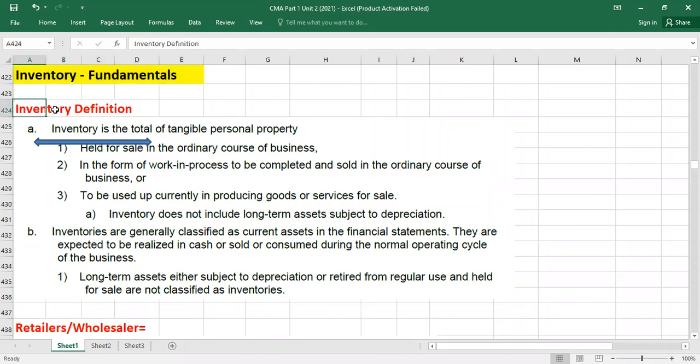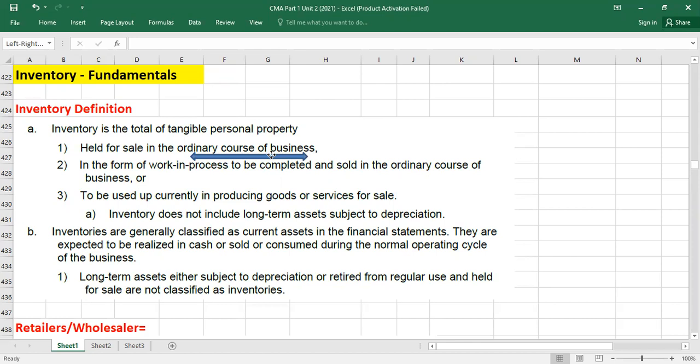First, we will start with the inventory definition. So as per the definition, what is inventory? Actually, inventory is the total tangible personal property, meaning it has physical existence, and this property is held for sale in the ordinary course of business. What does held for sale in the ordinary course of business mean? For example, if you take a grocery store, they usually buy inventory in their routine business with the intention to resell it. So this is what is called held for sale in the ordinary course of business.